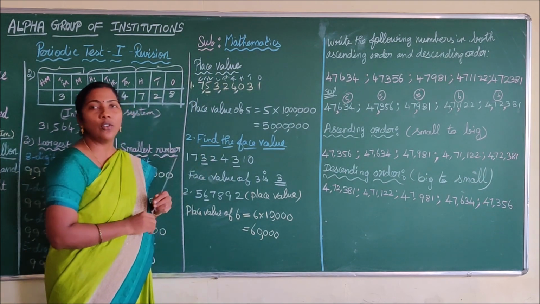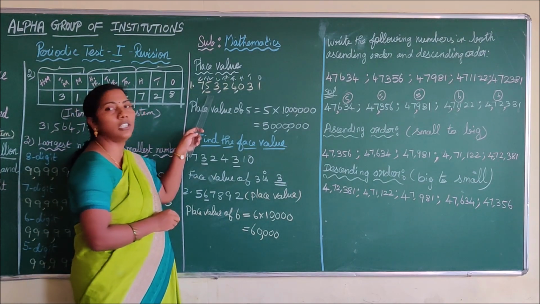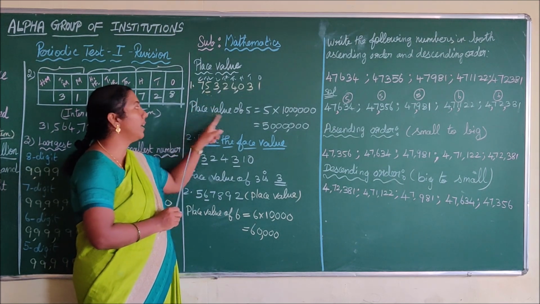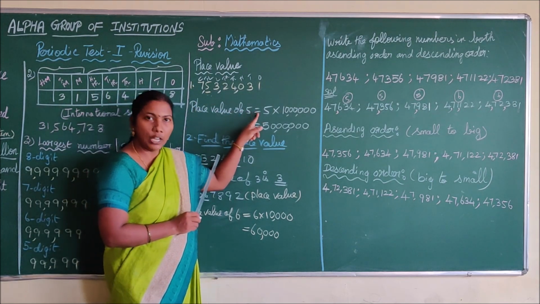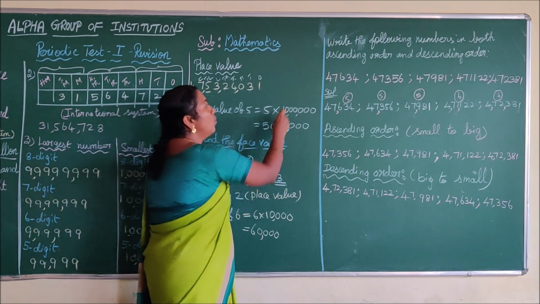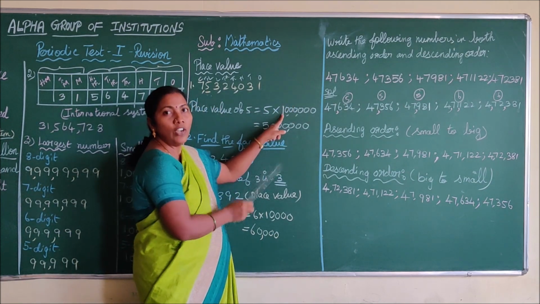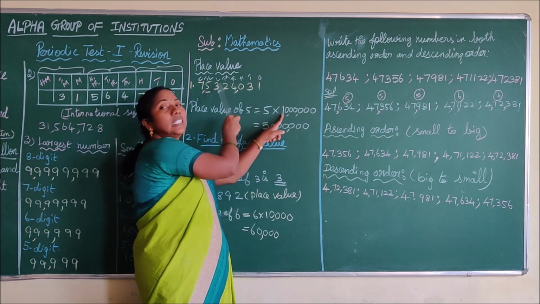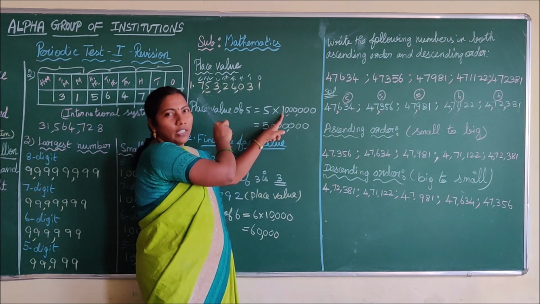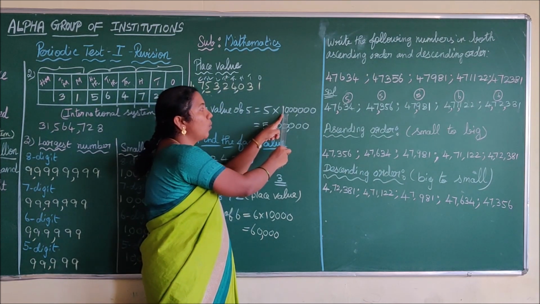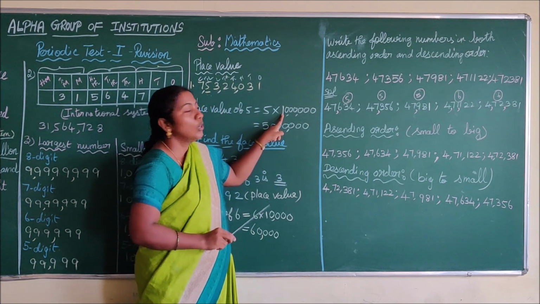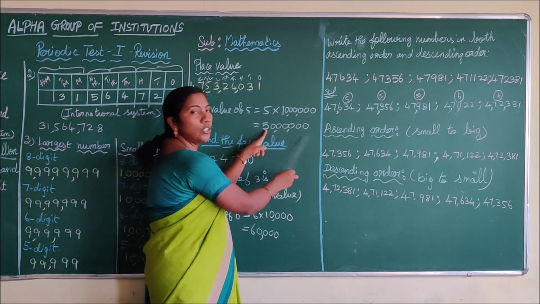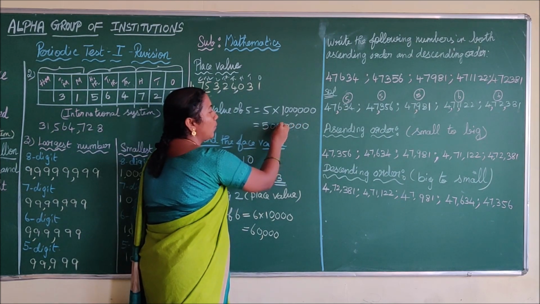For which number are we going to write the place value? For the underlined digit. Which is the underlined digit here? 5. To write the place value of 5, you have to write place value of 5 equals 5 into 1. After that 1, how many zeros do you have to add? See here, 1, 2, 3, 4, 5, 6 digits after the 5 in the question. So along with the 1 you have to add 6 zeros. So 5 into 1 is 5, and add the 6 zeros along with it. 1, 2, 3, 4, 5, 6 zeros.